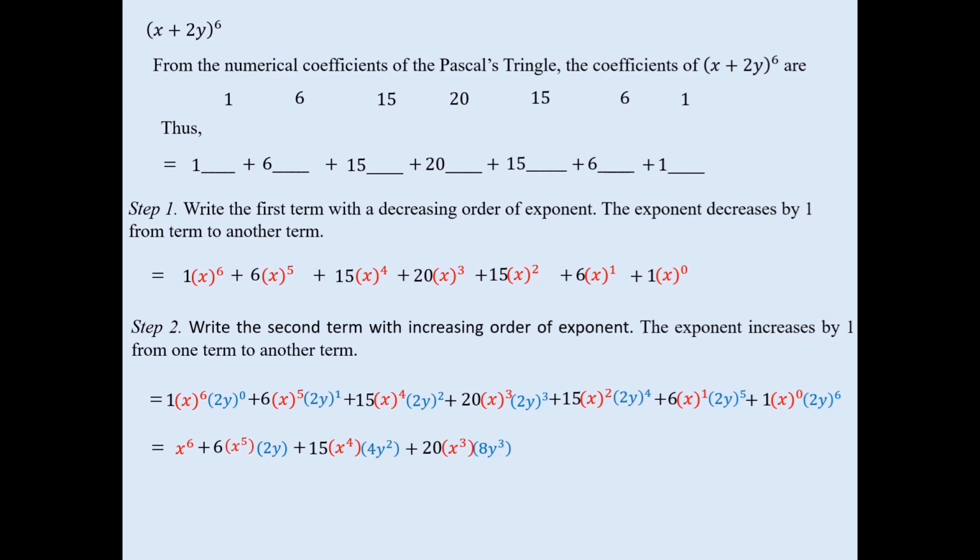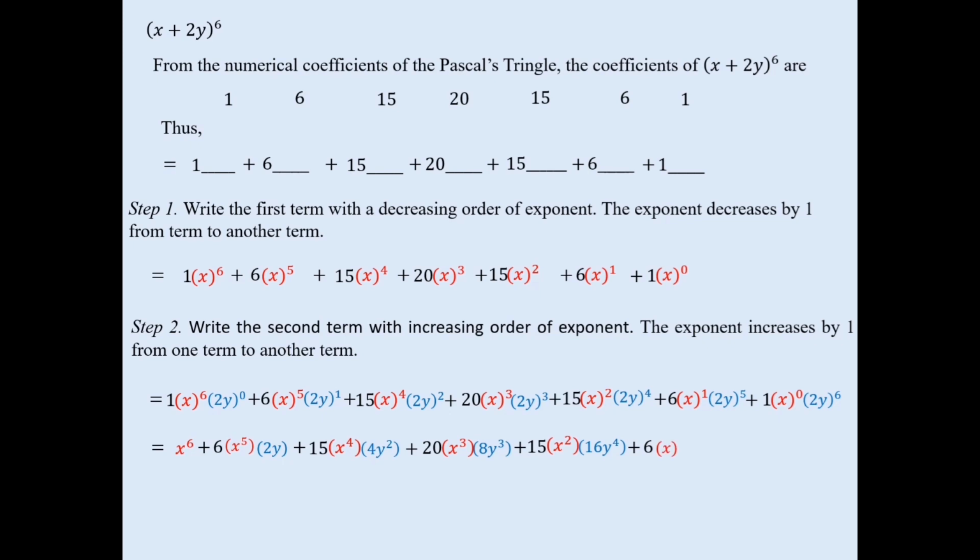That's 2 times 2 times 2. Plus 15x squared. 2y to the power of 4 is just simply 16y to the power of 4. That's 2 times 2 times 2 times 2. You multiply 2 4 times. Plus 6. X to the power of 1 is just simply equal to x.